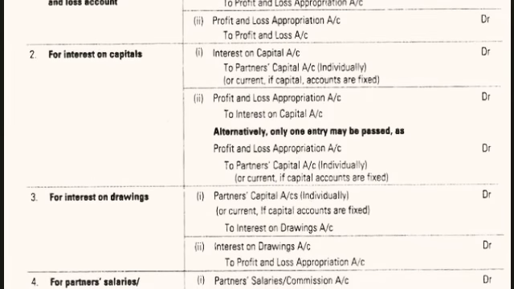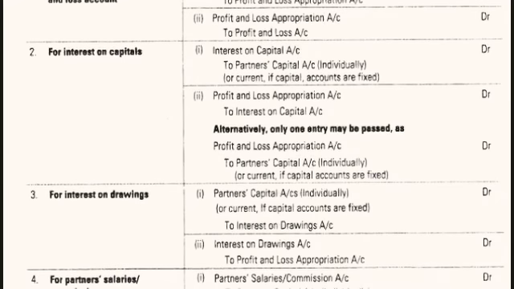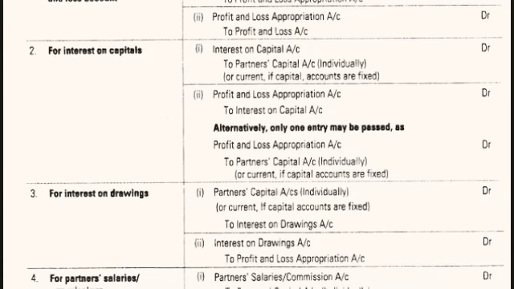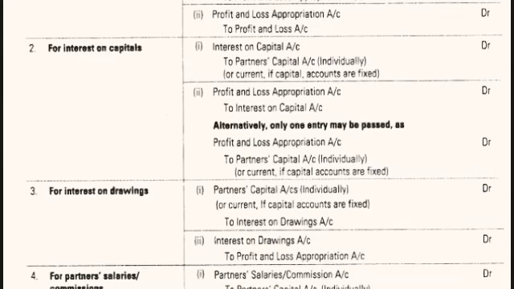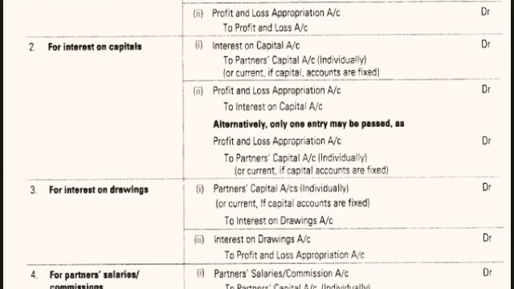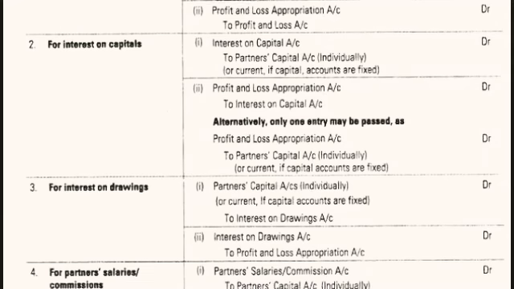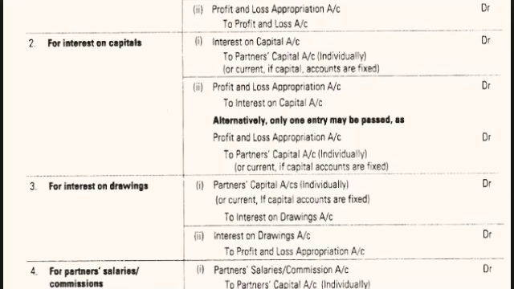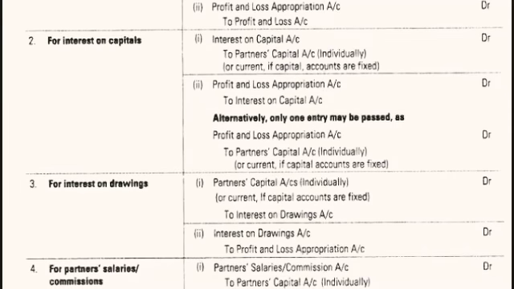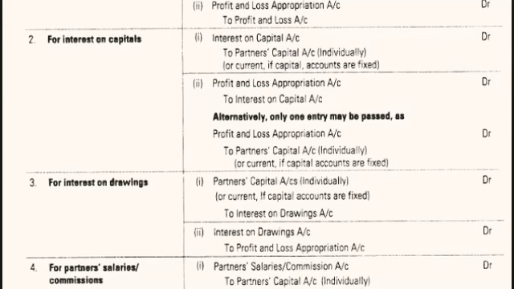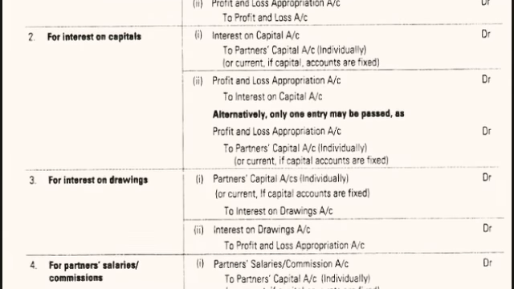In class 11, starting with accountancy, you have already studied that business is a separate entity and the owners are separate individuals. So we can say that interest on capital is a liability for the business, and at the same time it is an asset for the partner. Thus, this interest on capital will increase the amount of partner's capital, and the journal entry will be interest on capital account debit to partner's capital.